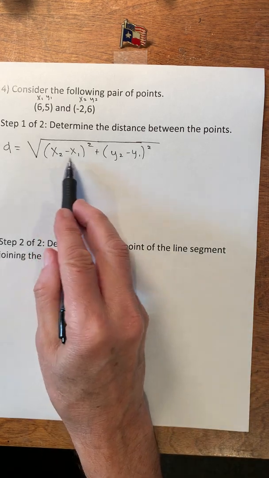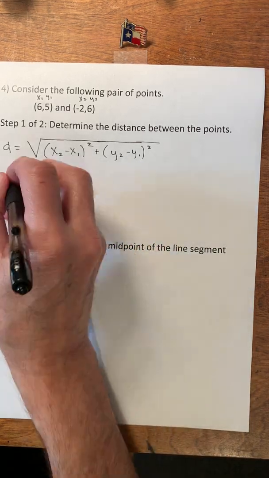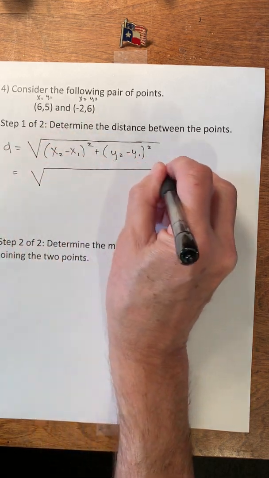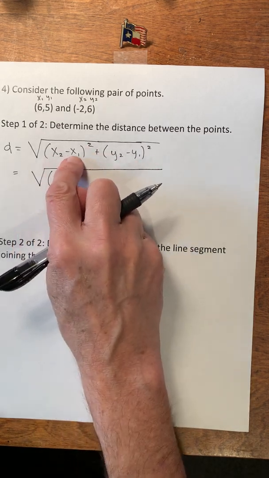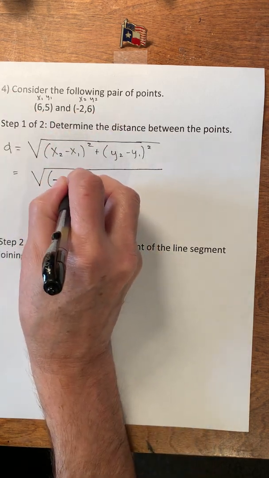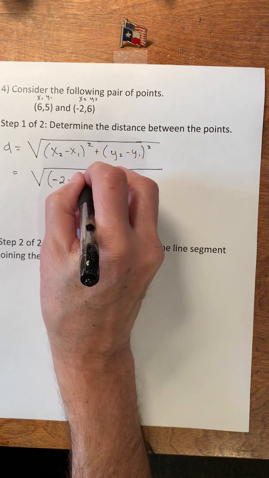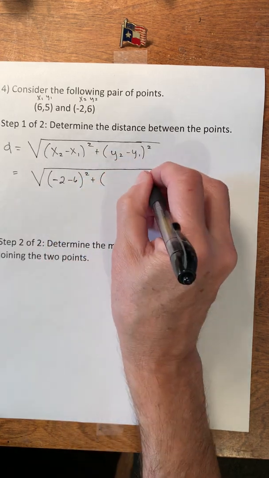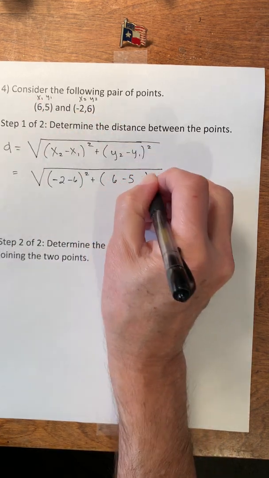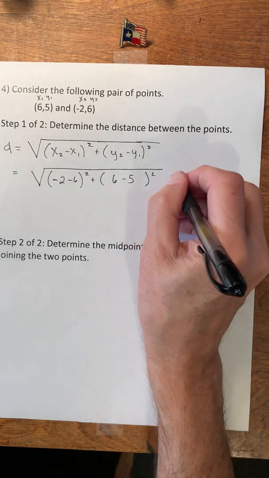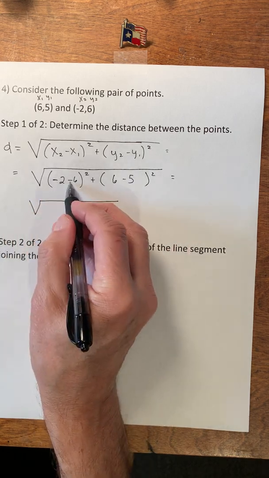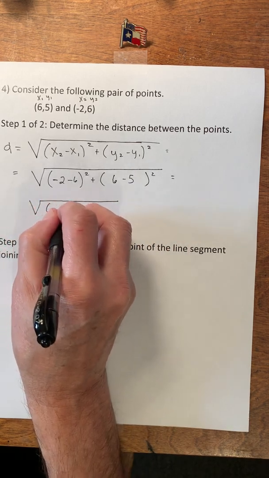So what I'm going to do is in this formula, make sure you got it correct, substitute these values. Let's see, it's the square root of, first parentheses, x2 minus x1. That's negative 2 minus 6 squared. Second parentheses, y2 minus y1, that's 6 minus 5 squared. So I get negative 2 minus 6 is negative 8.